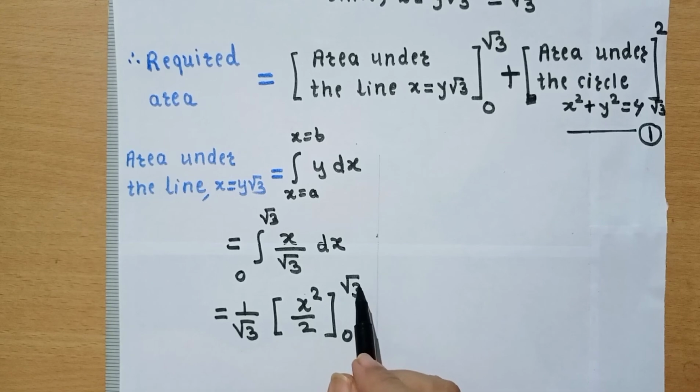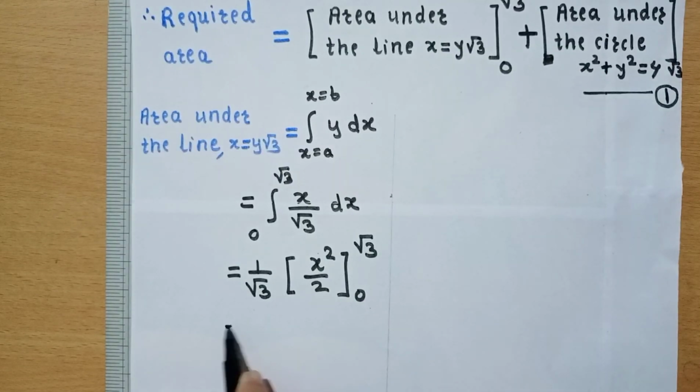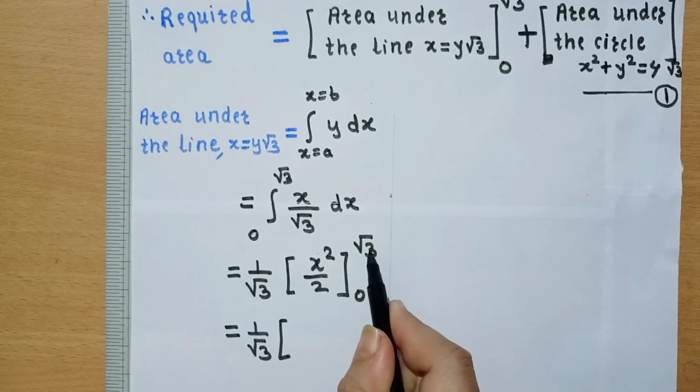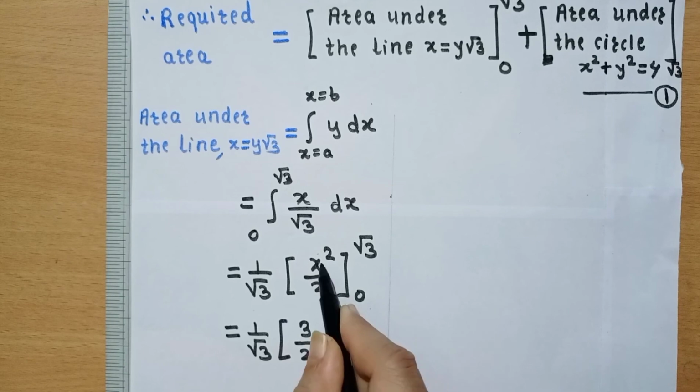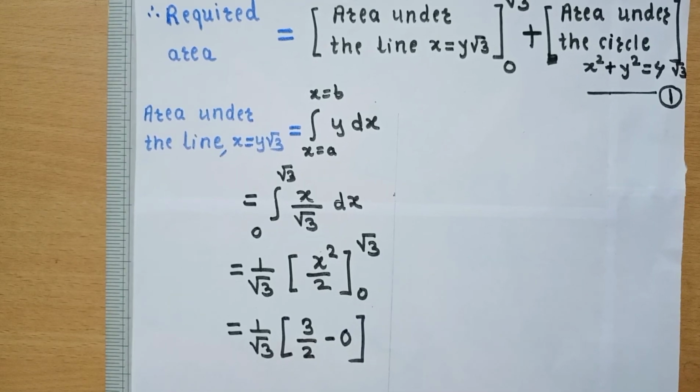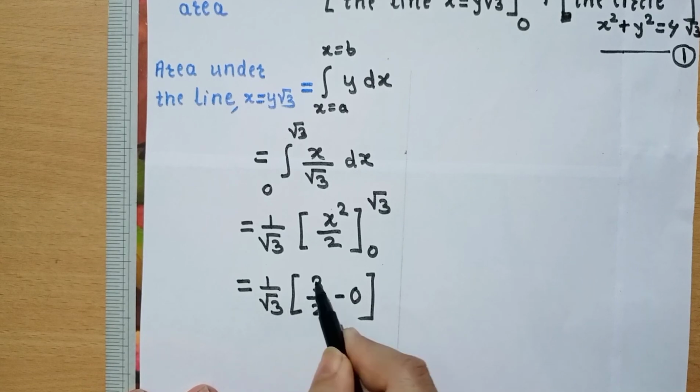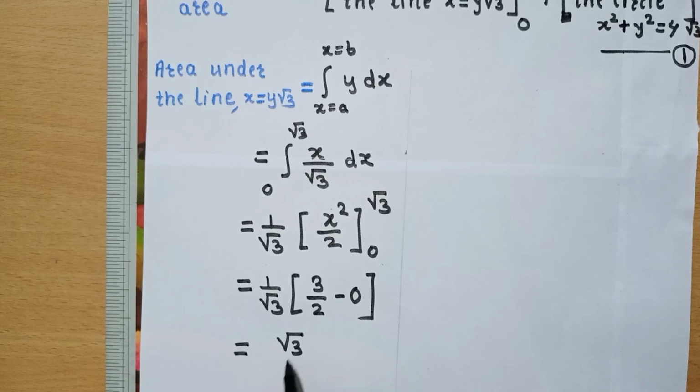So first we substitute the upper limit, and again we get root 3 as it is. Root 3 square is 3 upon 2, and if we substitute 0, we have simply 0. So the final answer, root 3 upside and downside get cancelled. The final answer is root 3 upon 2 square units. This is the area under the line.